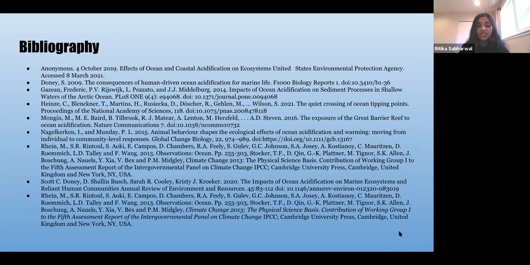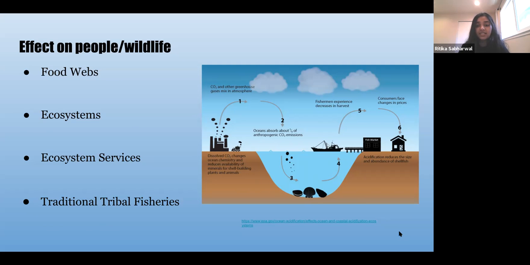Traditional tribal fisheries: Indigenous communities in Alaska depend on coastal resources not only for food, but also cultural heritage. This could be lost due to the harmful impact of ocean acidification.